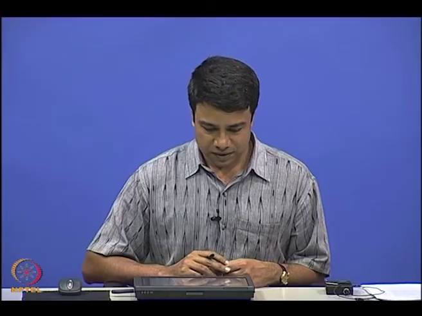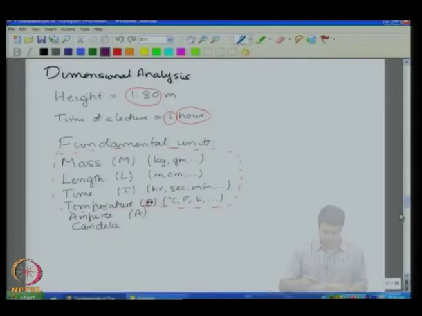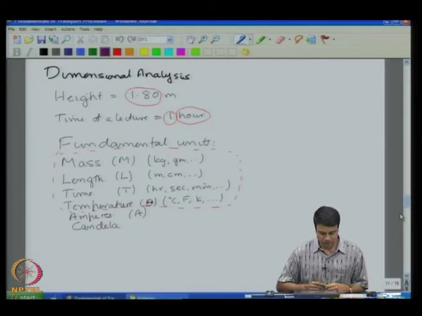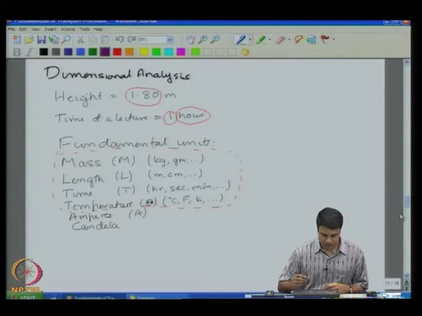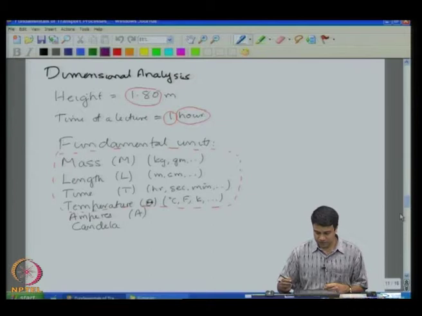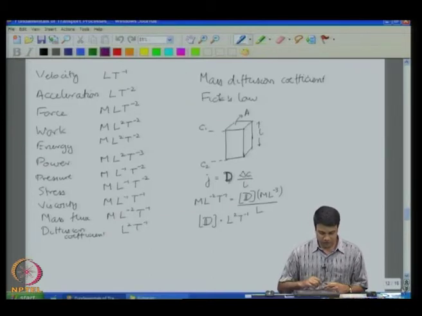Last class we had looked at the fundamental dimensions: mass, length, time, temperature, amperes and candela. And these four, the mass, length, time and temperature, are the fundamental dimensions that we will be using in this course. And then we looked at some of the derived dimensions: velocity, length per unit time, acceleration, rate of change of velocity, length per time square, force, work, energy, power, and some quantities of interest to us in this course.